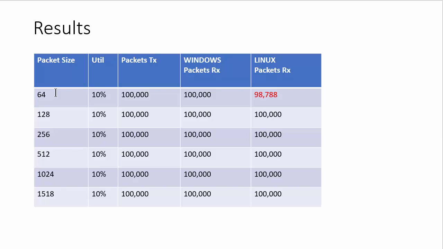Now, realistically, in the real world, most packets will average more like 256 to 512. At that range, they're both 100. So I'm going to say they came out kind of even.